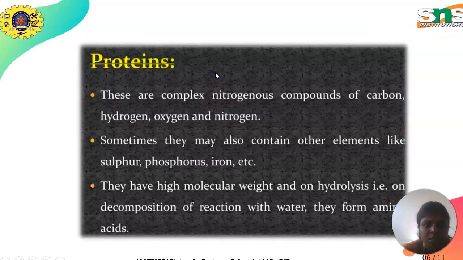Proteins: these are complex nitrogenous compounds of carbon, hydrogen, oxygen and nitrogen. Sometimes they may also contain other elements like sulfur, phosphorus, iron, etc. They have high molecular weight and on hydrolysis, that is on decomposition by reaction with water, they form amino acids.